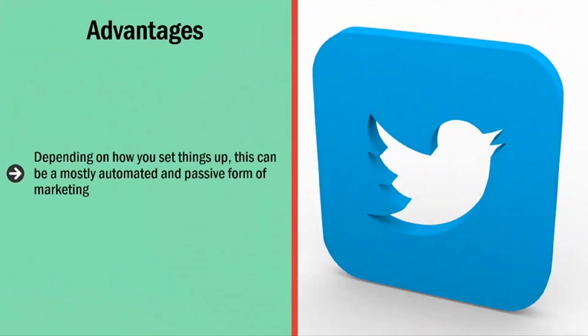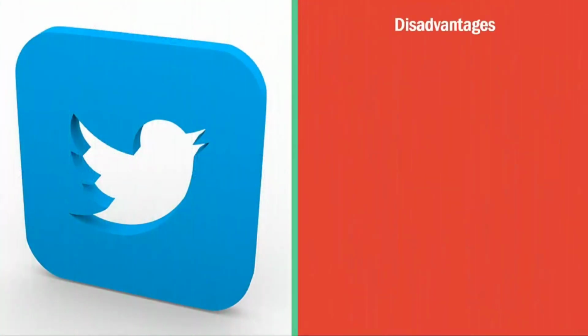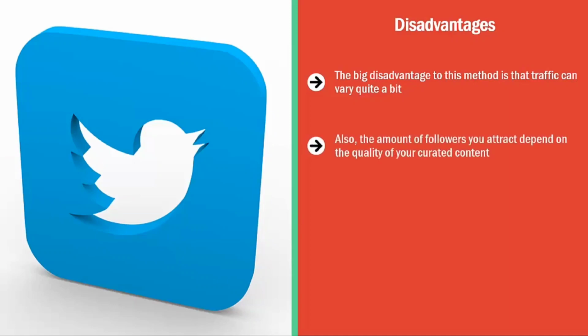Advantages. Depending on how you set things up, this can be a mostly automated and passive form of marketing. Another advantage to this technique is that you get to target your niche precisely using hashtags that you reverse engineered from your competitors. Disadvantages. The big disadvantage to this method is that traffic can vary quite a bit. Sometimes you get a lot of traffic, sometimes you don't. It all depends on the traffic flow on Twitter. Also, the amount of followers you attract depends on the quality of your curated content. If you're sloppy with this type of content, you're not going to get too many followers.